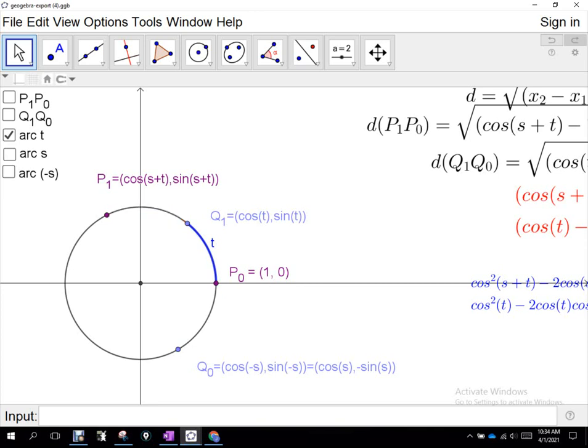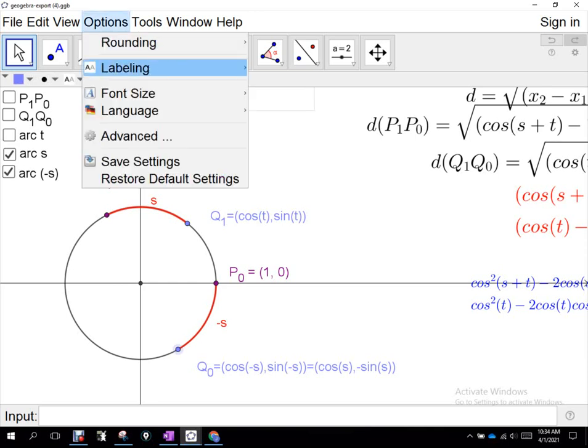Now I'm going to do the same thing, but I'm going to go that direction. I'm using the same S, so it's the same length right there as that arc up there. We'll talk about why that's important here in a moment. But if I go opposite S, that means that this point here is going to be cosine of negative S, comma, sine of negative S.